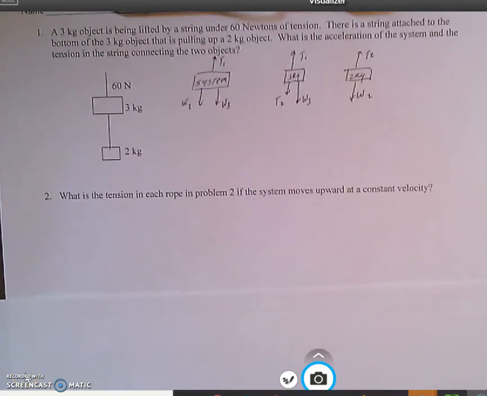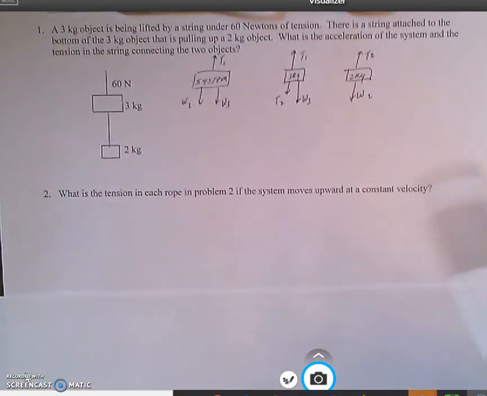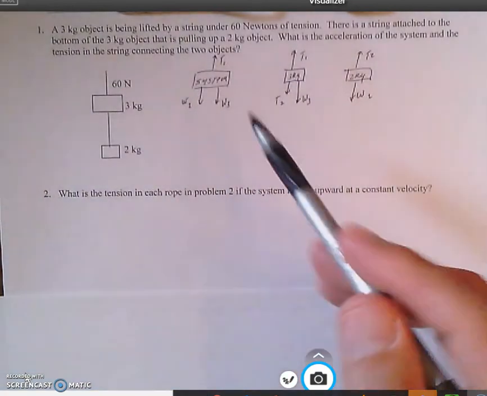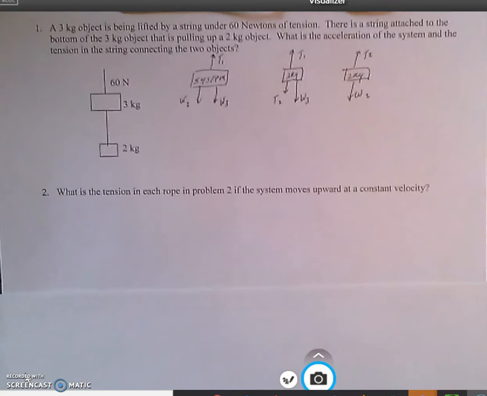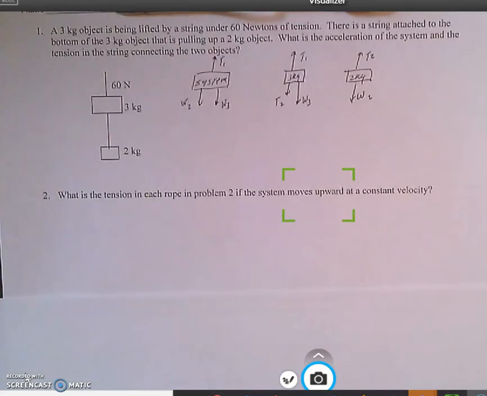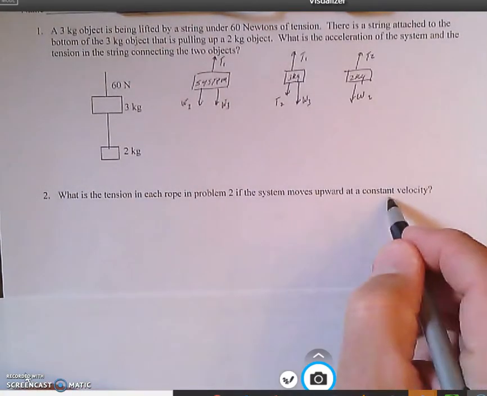Okay, so let's take a look at our vertical double body worksheet. We pretty much did problem one in class. Here's the pictures again. Our system, our 3 kilogram object, and our 2 kilogram object. And now let's get a hold of number two. The key word here in number two is constant velocity.